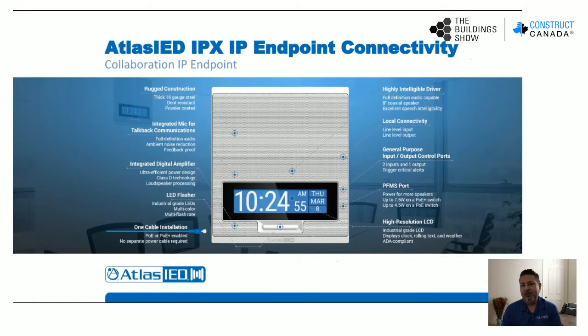Some of the other things you might find interesting with Atlas IP endpoints are the handshaking capabilities the devices provide for working side by side with third-party systems such as access control. Fire alarm systems are another good example. There are a lot of connectivity points on these IPX devices that allow that handshaking: line level audio inputs and outputs, contact closure interfaces, and relays on board.